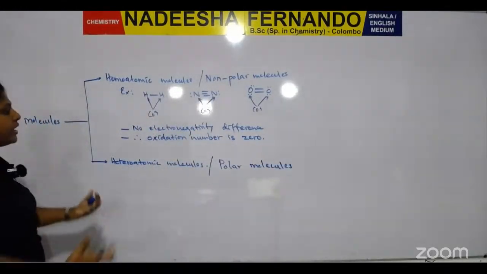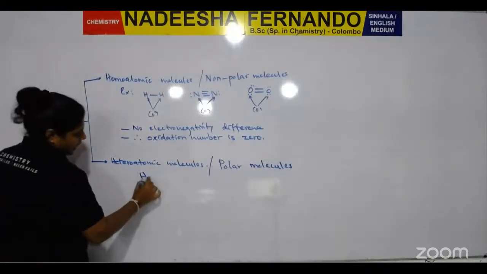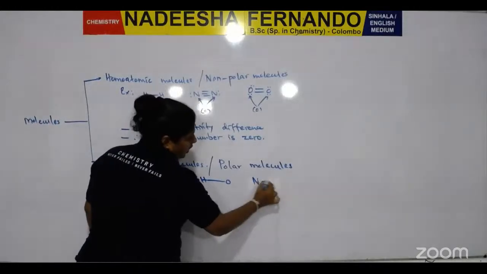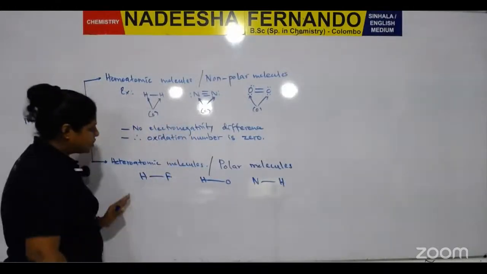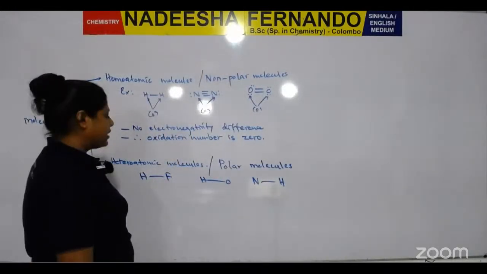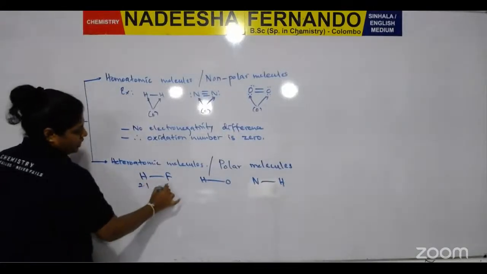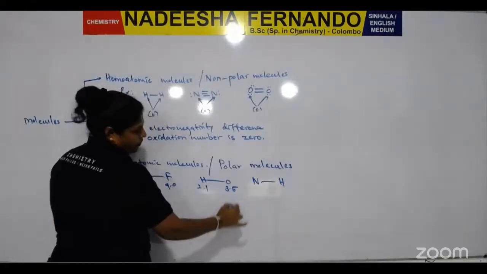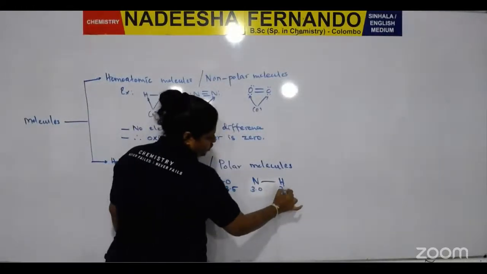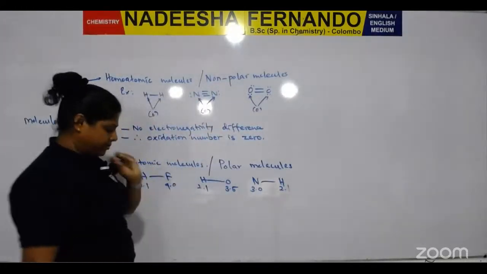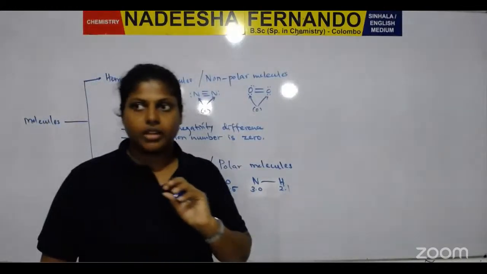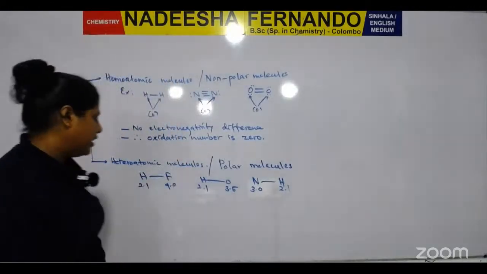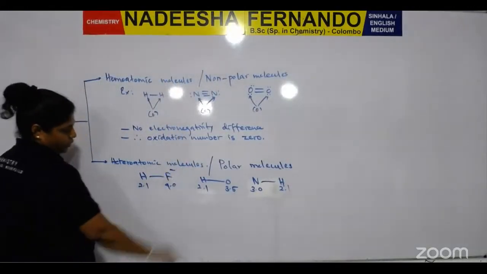But when you take heteroatomic molecules like HF, H2O, NaCl, such ones have different electronegativity values. Here 2.1, here 4.0. Here 2.1, 3.5. Here 3.0, here 2.1. The atom which has more electronegativity, we assign negative.